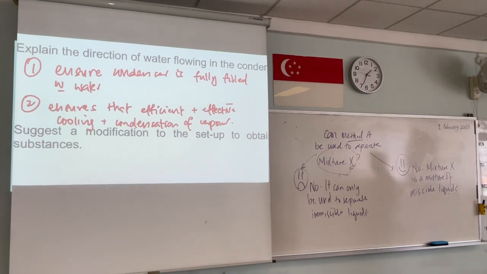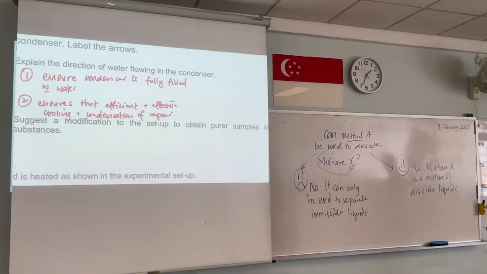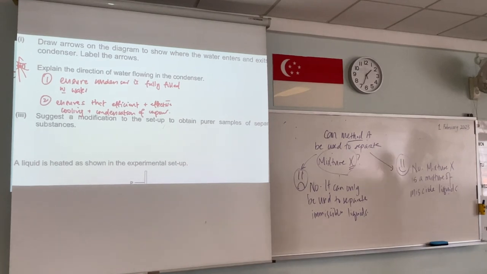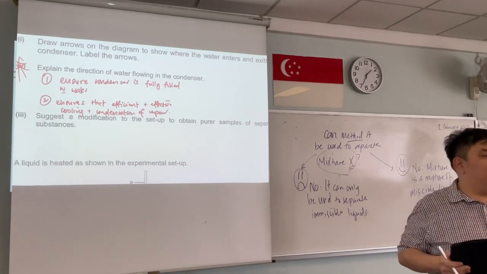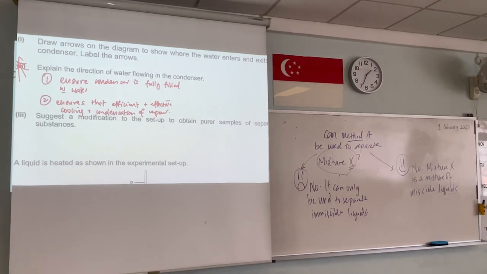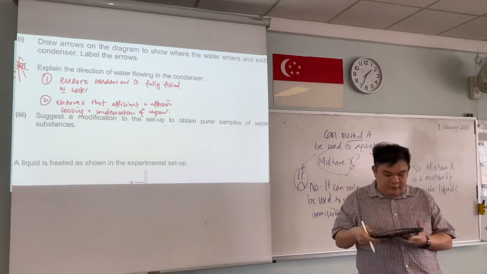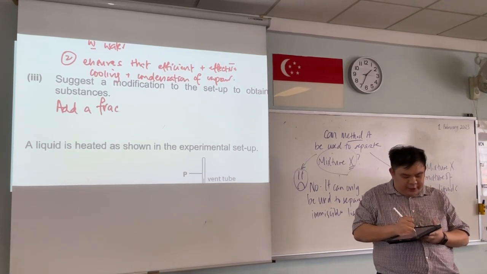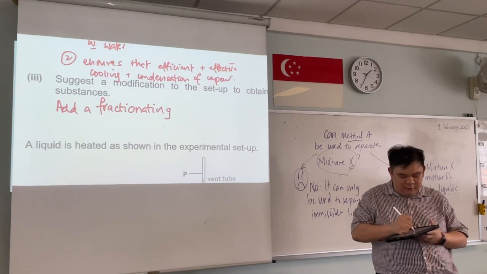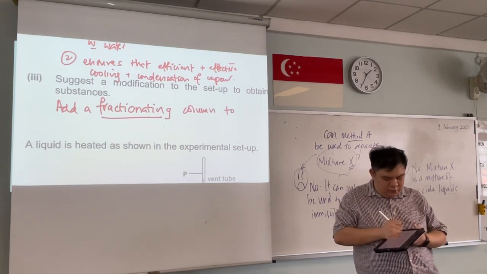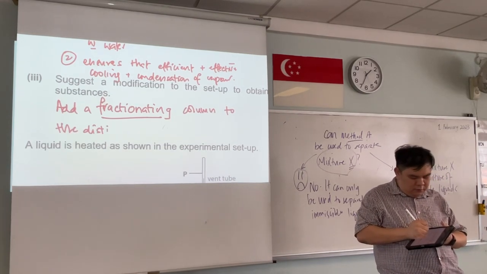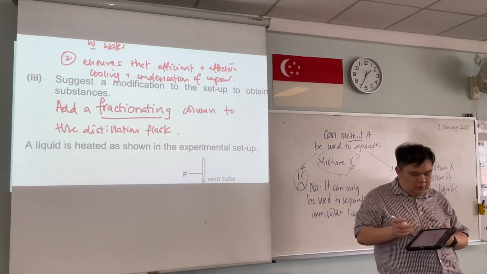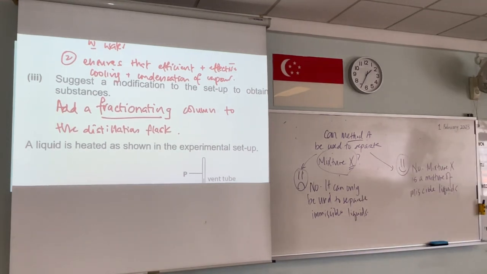Now, suggest a modification to the setup to obtain purer samples of the substances. Basically, to make the separation even more effective, what will you modify? Convert it from simple to fractional. So how do you say that? Add a fractionating column, not fractioning column, to the distillation flask.